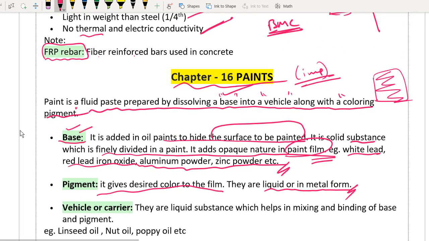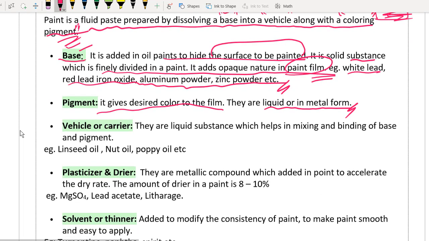So you know what is base? Base is the substance which is covering the surface in our paint, and obviously you can color this surface, or you can also call this the film. So you can color this film using this pigment. This pigment can be in liquid form or metallic form.